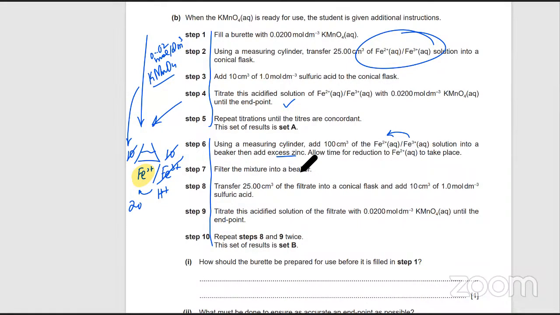ठीक है. तो how should the burette be prepared for use? अच्छा बताओ, KMnO4 burette में डालना है तो burette को साफ कैसे करोगे? burette की सफाई किस तरह करते हैं? किससे रिंस करोगे?